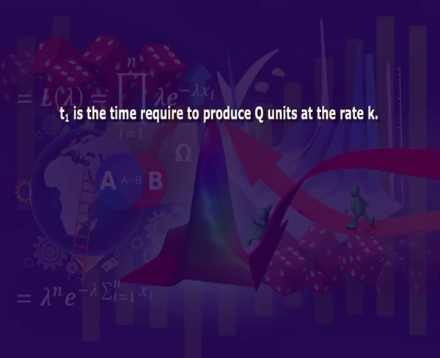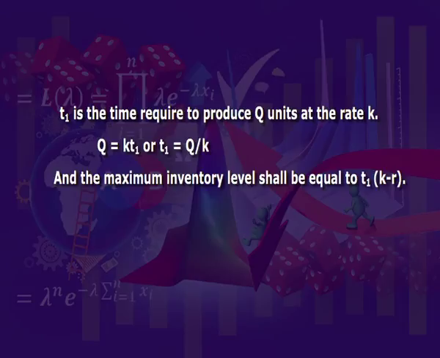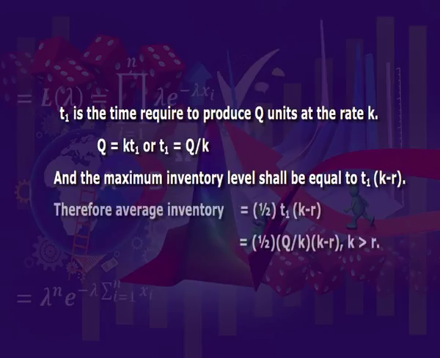Now, T1 is the time required to produce Q units at the rate K, and therefore Q equals K into T1, or T1 equals Q by K, and the maximum inventory level shall be equal to T1 into (K minus R). Therefore, average inventory equals half into T1 into (K minus R), or half into Q by K into (K minus R), where K is greater than R.